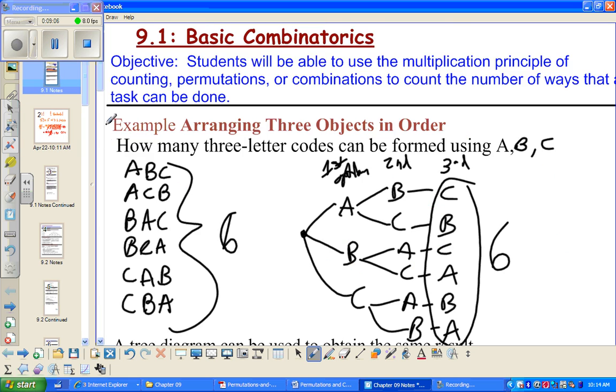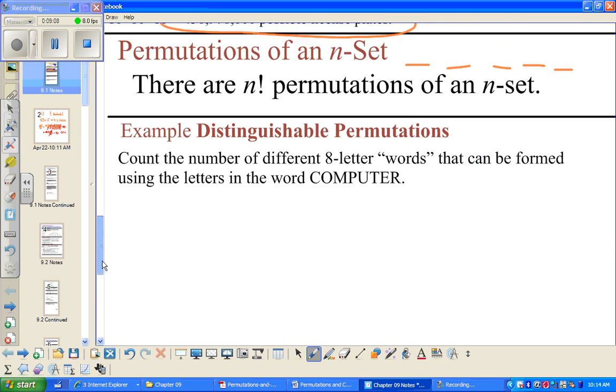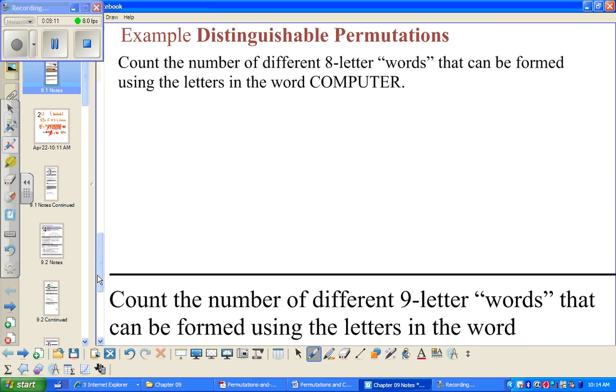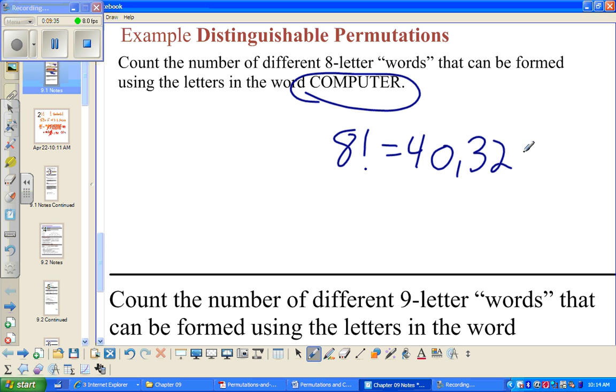So if we tune back into what we were talking about before, getting back to permutations, if we wanted to know how many different permutations of the letters that make up the word computer, I would simply say 8 factorial. And 8 factorial, you know, is 8 times 7 times 6 times 5 times 4 times 3 times 2 times 1, which would be 40,320. And I'm fine by doing that because every letter in computer is different.